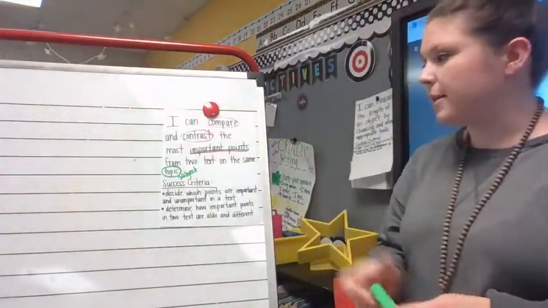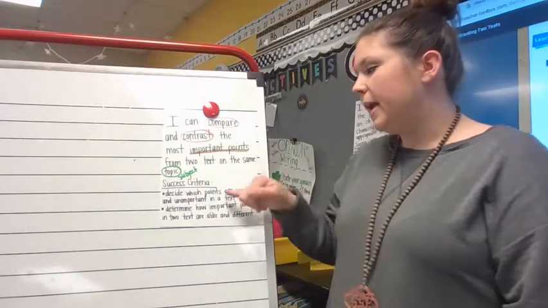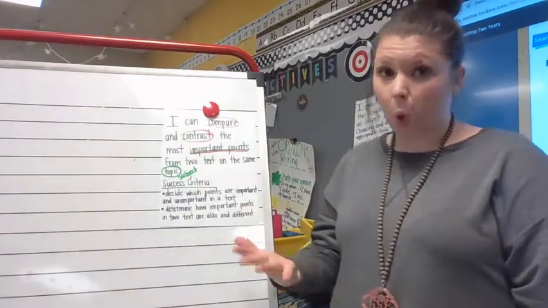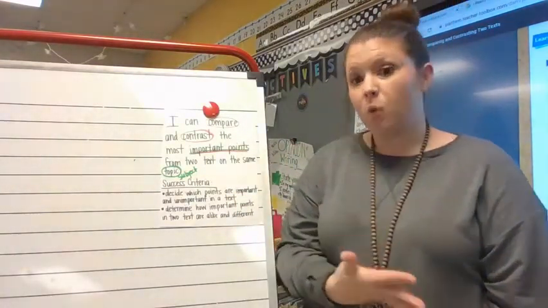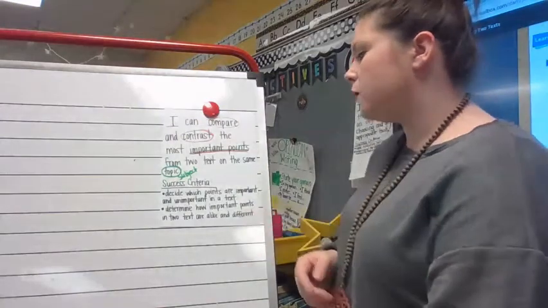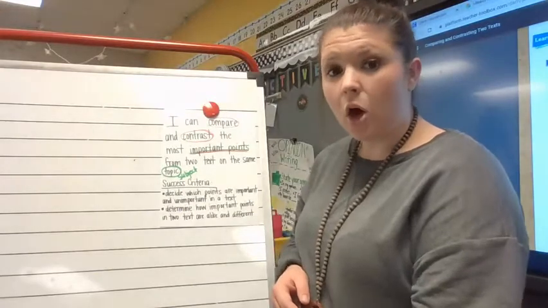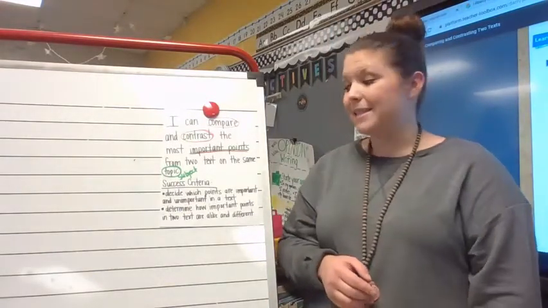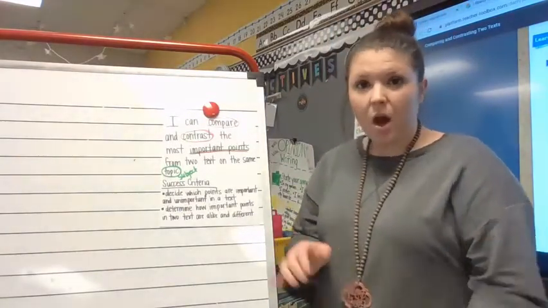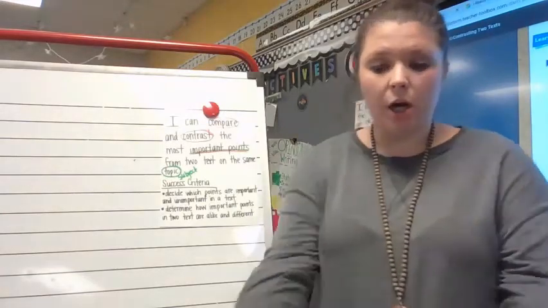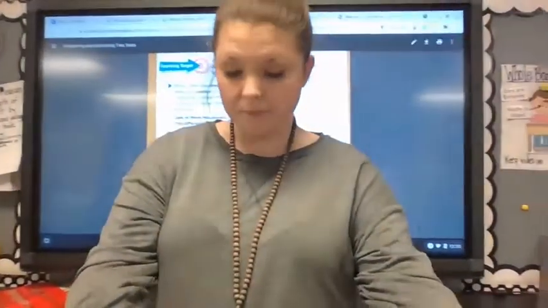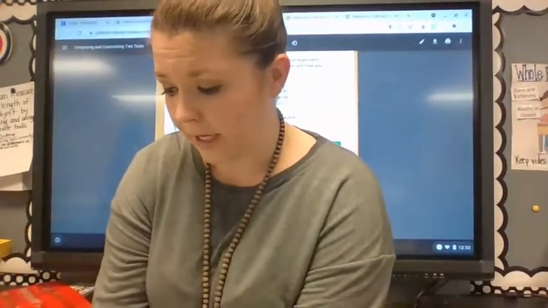All right, so our success criteria for this learning target is to decide which points are important and which are unimportant in a text. We're also going to determine how the important points of the text are alike or how they are different, okay? All right, so now we're going to go ahead and turn in our Ready Reading journals. We're going to be on page 324.